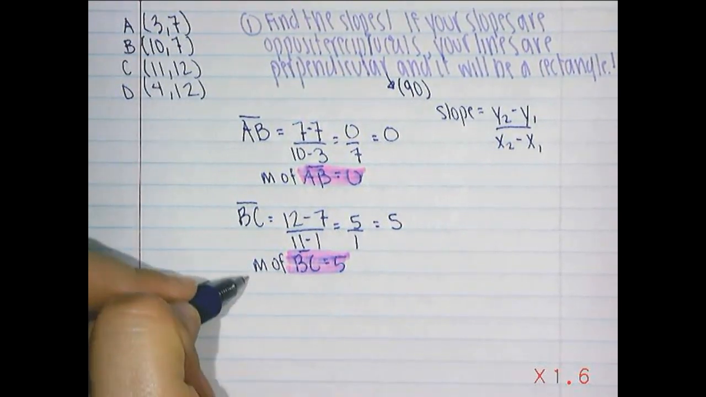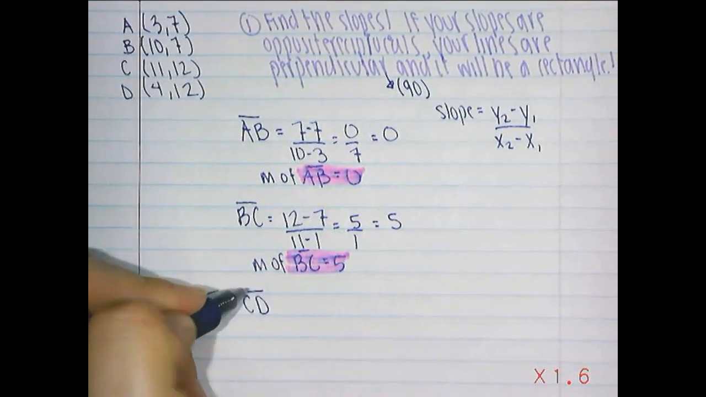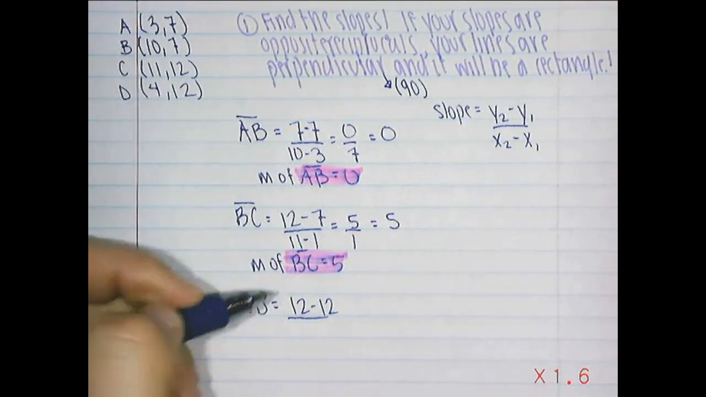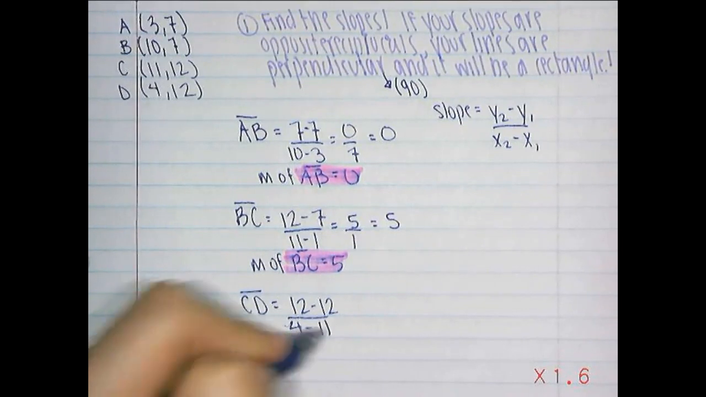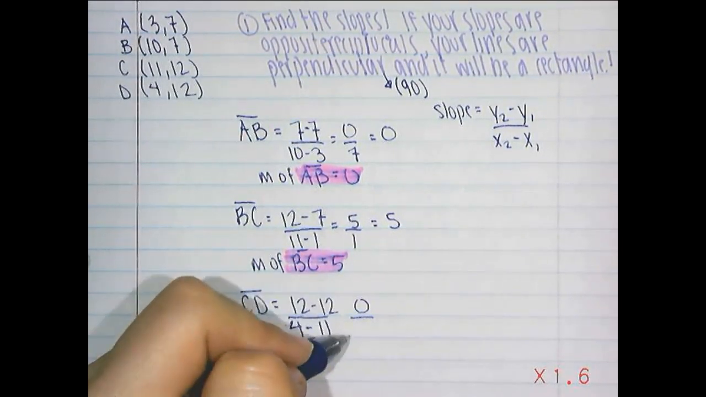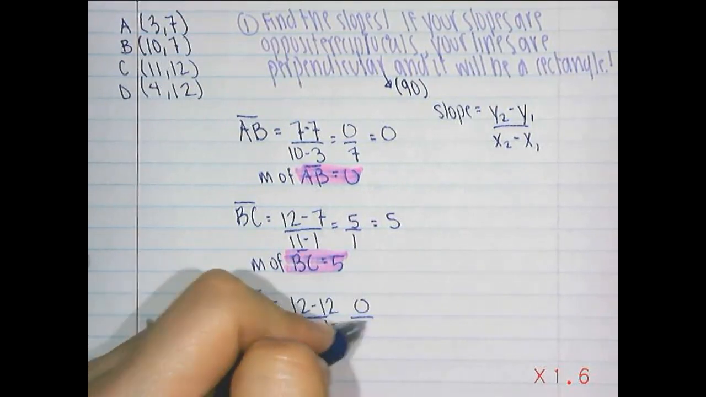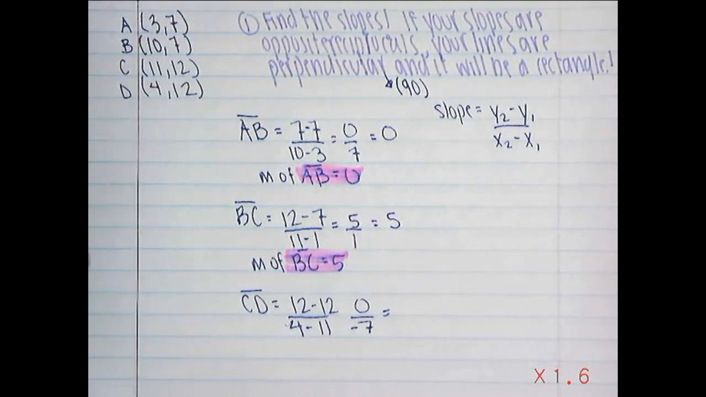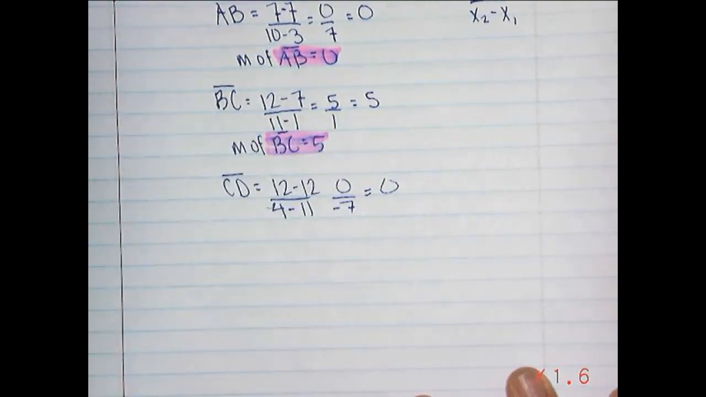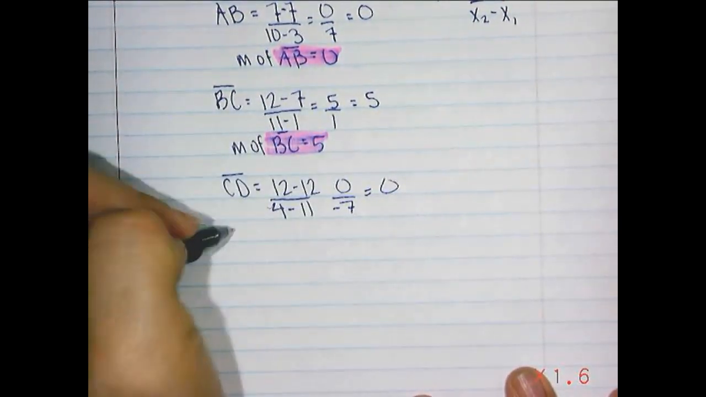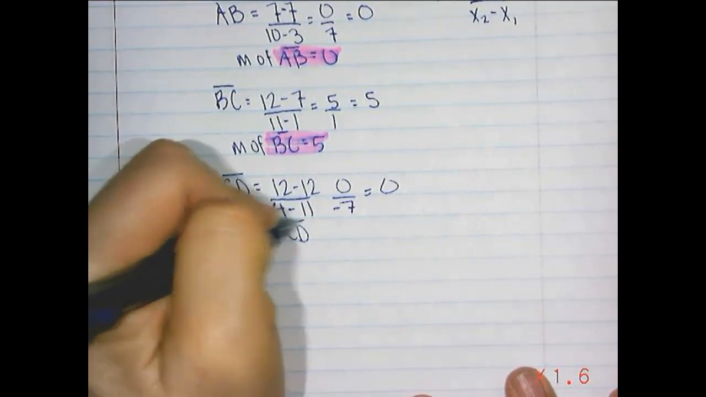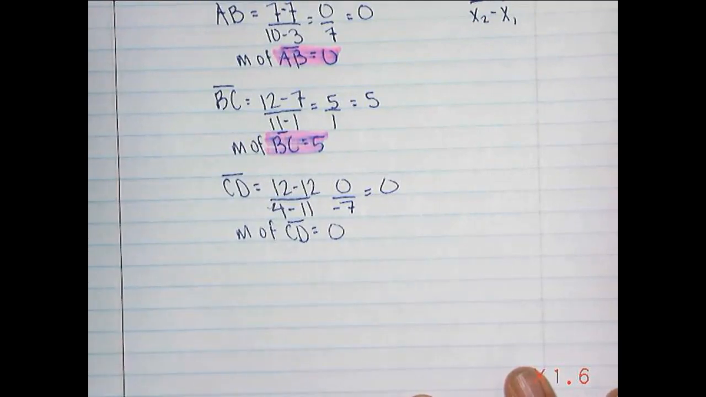So now I'm going to move on to CD. CD is going to be 12 minus 12 over 4 minus 11. 12 minus 12 is 0, and 4 minus 11 is negative 7. Well, 0 over negative 7 is simply 0. And we now know that the slope of CD equals 0.